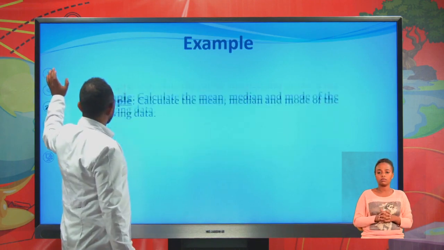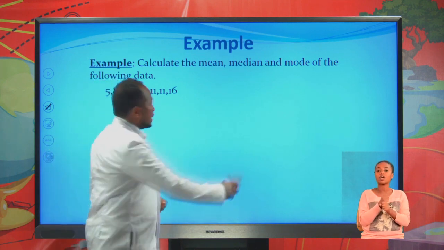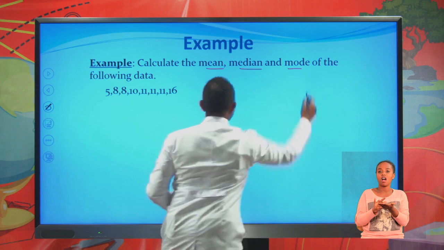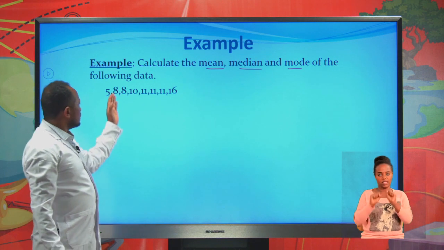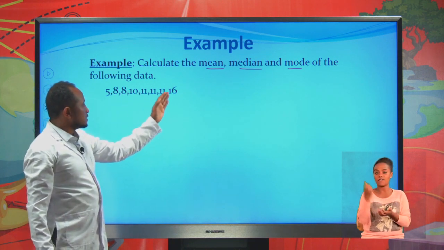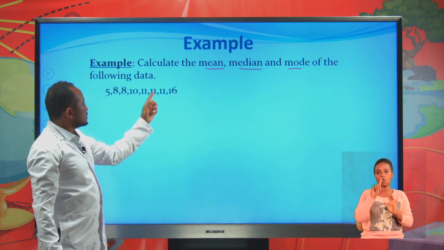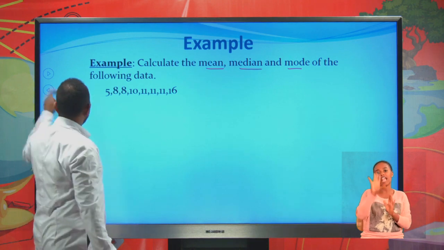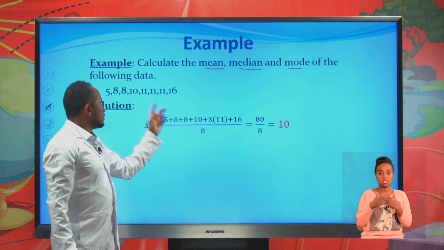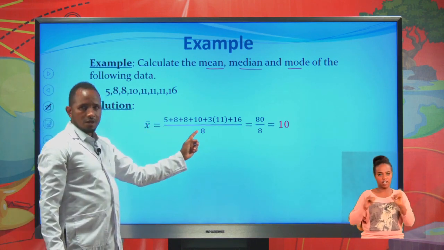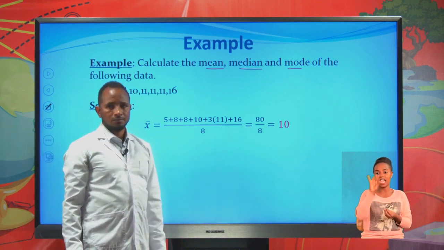Let's see this example. Here it says calculate mean, median, mode of the following data set: 5, 8, 8, 10, 11, 11, 11, 16. It's arranged in ascending order. We have how many data? 1, 2, 3, 4, 5, 6, 7, 8 data set here. So first, let's find its mean. The mean is simply computed by adding these and dividing by the total number of data, 8. So when you add these, you get 80. 80 divided by 8 gives you 10.